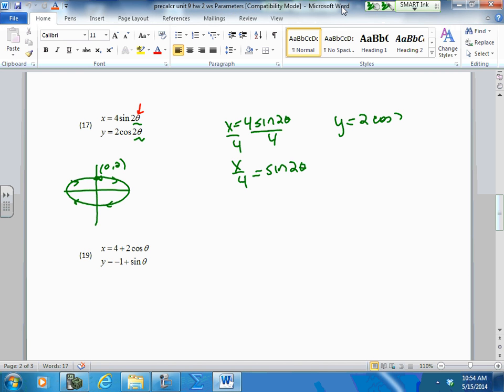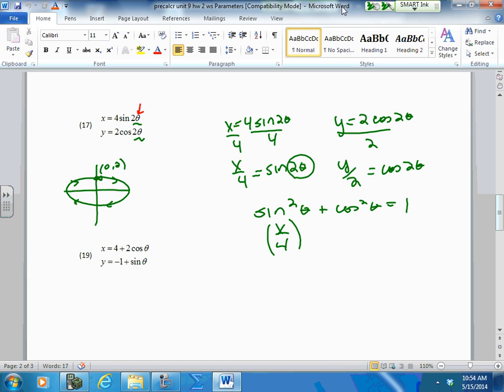And 2 cosine 2 theta. So let's divide this by 2. Okay, now we're going to consider your cosine 2 theta as one angle, just a regular angle. And we're going to make this now for our one identity that we remembered, and that's this. So we're going to consider this as one angle, and we're going to substitute in your x over 4, and your y over 2. And we're going to do the square for this.